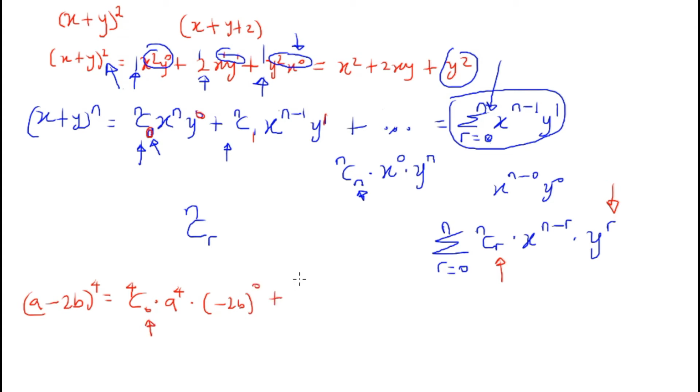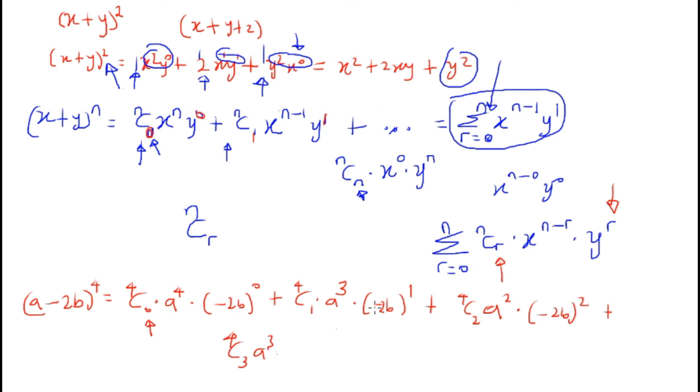So I'll continue in that manner. 4 combination 1 dot a raised to power 3, where 4 would have decreased to 3, and then I'll have minus 2b upon 1, plus 4 combination 2 a raised to power 2 dot minus 2b upon 2, and then plus 4 combination 3 then a upon 3.